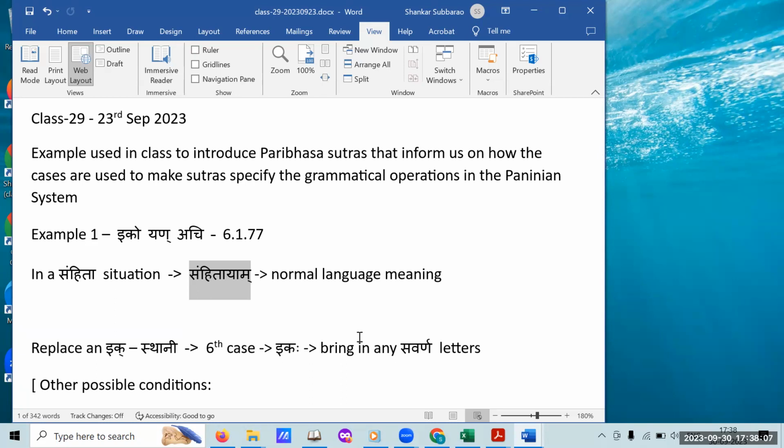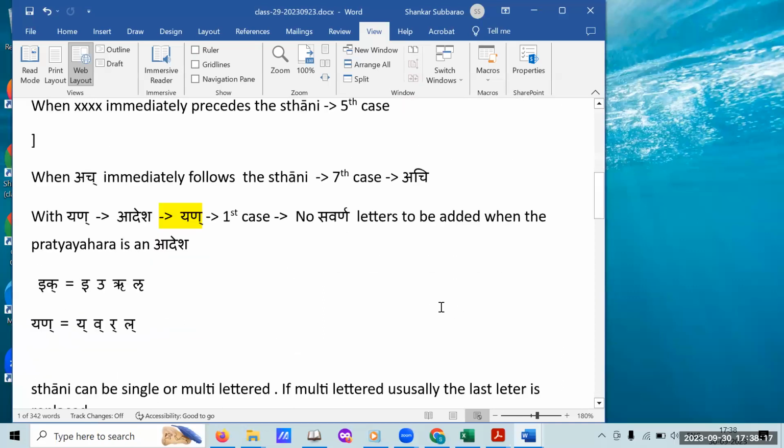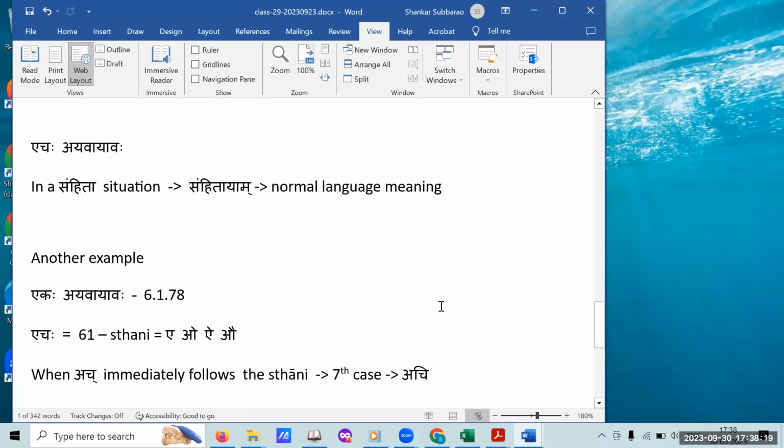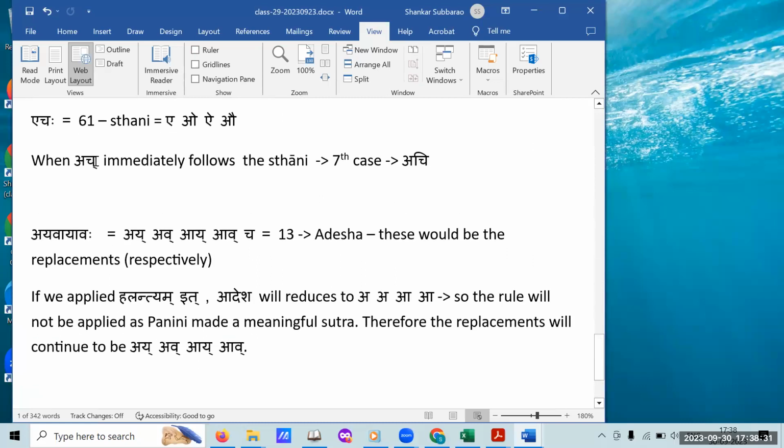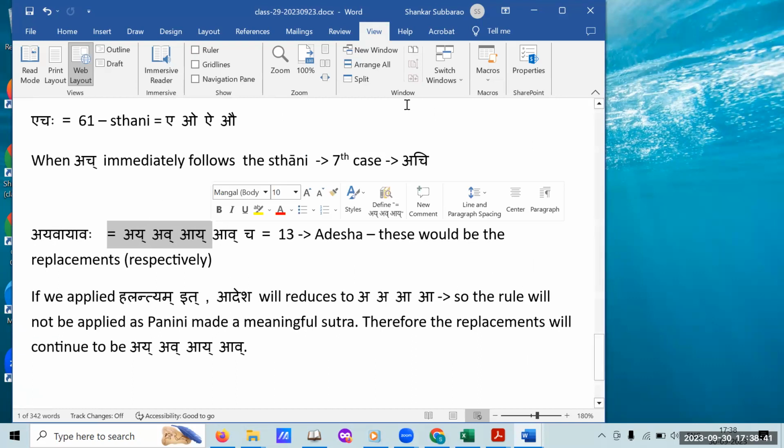Just the basics, okay? You may have questions still, which is understandable. But what I have said so far, is it clear at least? Okay. Then I showed you a second example also. I said, if you have a sutra, echaha ayavayavaha, this echaha is e, o, ai, au from the pratyahara, and achi is anuvritti, so it becomes again seventh case. And ayavayavaha is a compound, so I have to first split the compound: aya, ava, aya, av.